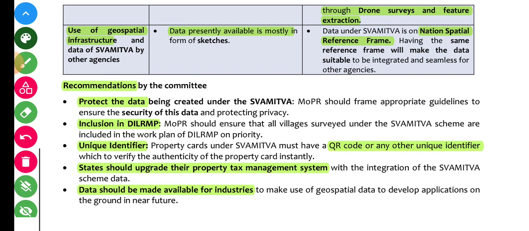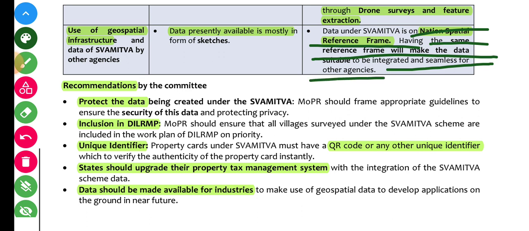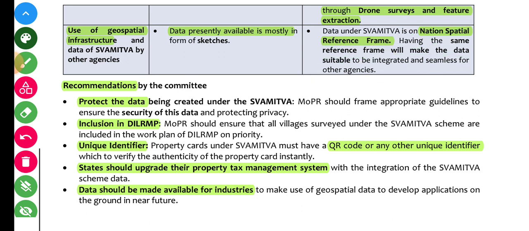Next area is the use of geospatial infrastructure and data of SVAMITVA by other agencies. This is the infrastructure maintained by the SVAMITVA scheme. What are the constraints? Data presently available is mostly from sketches, which are worthless. It will help the nation's spatial reference frame. Having the same reference frame will make the data suitable to be integrated seamlessly for other agencies. So these are some specific points related to the SVAMITVA scheme.